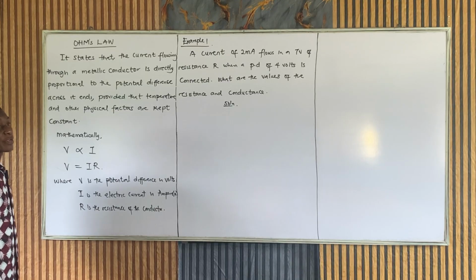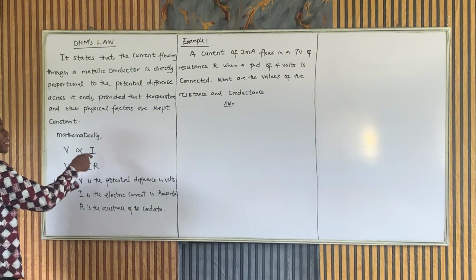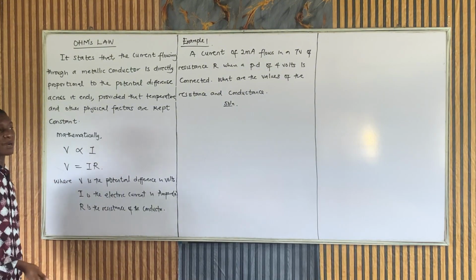Ohm's law states that the current flowing through a metallic conductor is directly proportional to the potential difference across its ends, provided that temperature and other physical factors are kept constant. So the potential difference, or the voltage, is directly proportional to current, or current is directly proportional to voltage. All are the same actually.